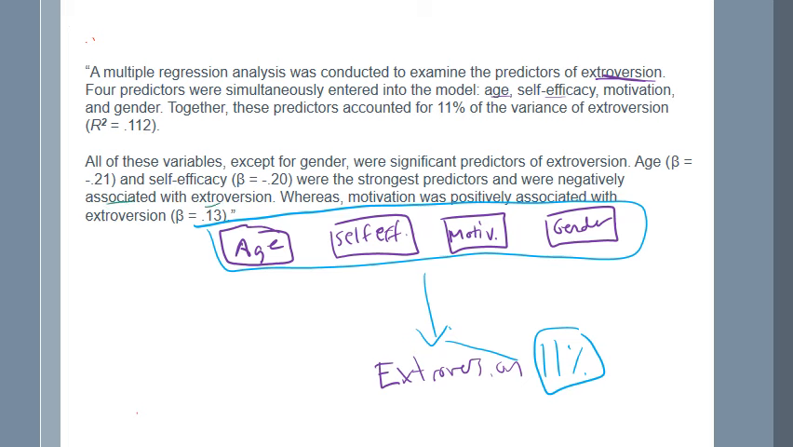So as age goes down, extroversion goes up. As self-efficacy goes down, because it's negative, extroversion goes up. Now it sounds kind of weird, like really, age goes down and people become more extroverted, and their self-efficacy goes down, they become more extroverted? I don't know, interesting. But they were the strongest predictors and were negatively associated with extroversion. Whereas motivation was positively associated with extroversion. So the more motivated you are, the more extroverted you are. It goes in a positive direction.